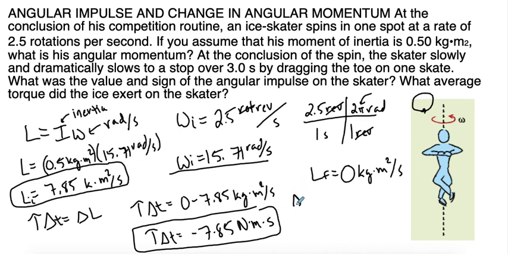So what's the torque that's causing the skater to stop? We are given a time value of 3 seconds. So now we can just take that time value and plug it into our impulse here, and then we can find that torque. Okay, so let's do that.